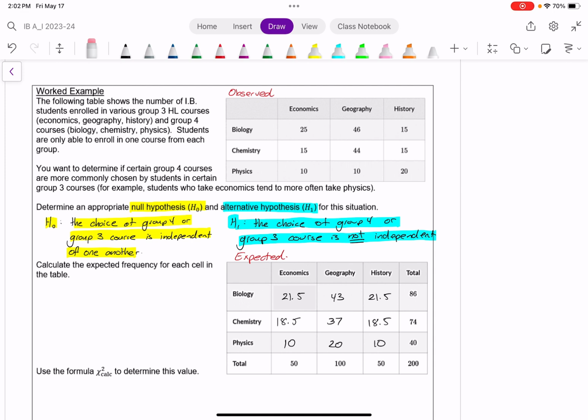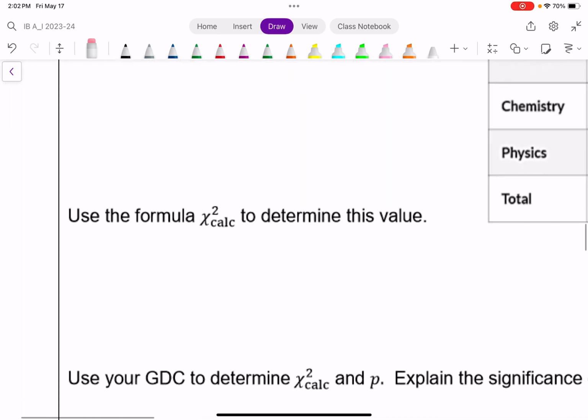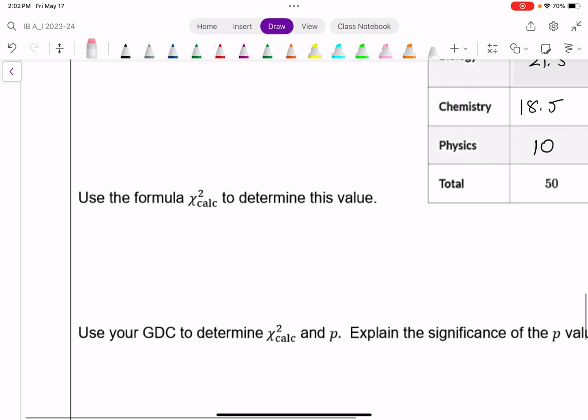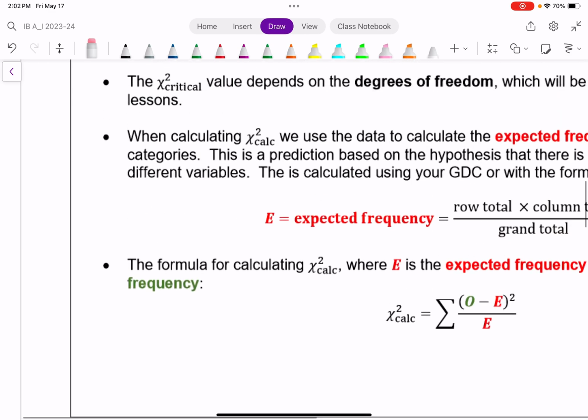And how much of that is just from chance, and how much is it really unlikely that it's just chance? And for that, we want to calculate what we call the chi-squared statistic. And we can do this in 2 ways. One is by using a formula, which I'll mention. One is by using our GDC. And so the formula I'm going to use is right here.